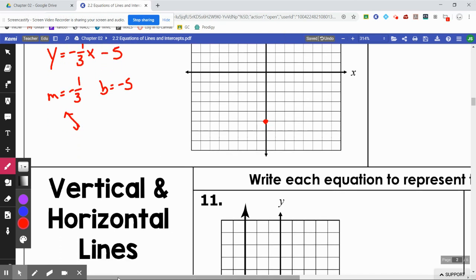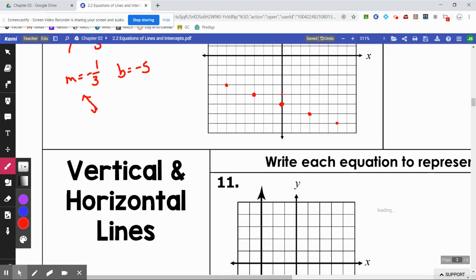when you're doing your rise and run. So if you go up 1, you rise 1, run 3. If you go up 1, you're going to have to go left 3 to get that downhill. Do it again and again. Or if you went down 1 to get the downhill line, you would go right 3. And you can continue doing that over and over. So the graph y equals negative 1/3 x minus 5 looks like this. Arrows on each end.